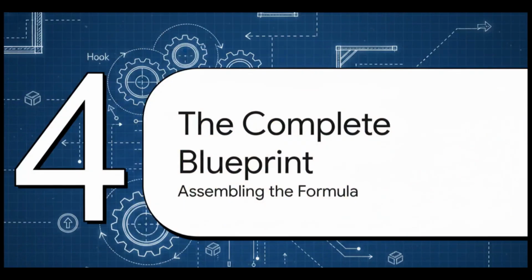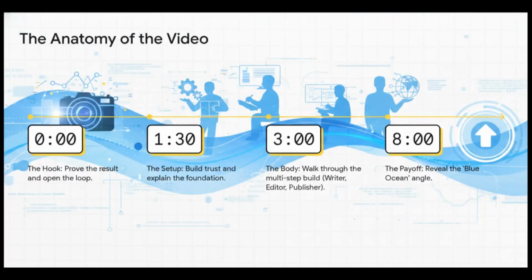Okay, it's time. We've got the hook, the architecture, the value propositions. Now let's put all of these pieces together into one single unbeatable formula. This is the master plan. So here it is, the play-by-play. It all starts with that powerful hook. Then you spend a minute or so on the setup, building trust. The main body of the explainer is that over-the-shoulder build we talked about. But the real magic happens at the end, the payoff. This is where you reveal that blue ocean angle that just completely changes the game.